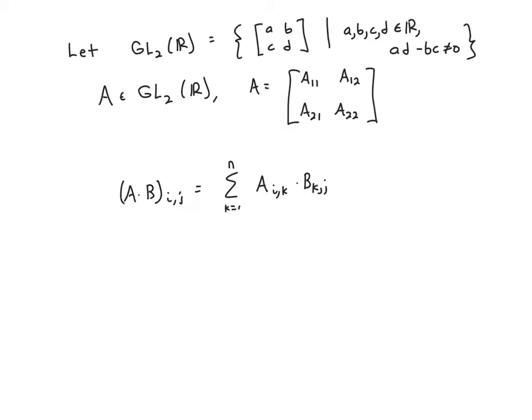As a reminder, the general linear group is the set of n by n matrices with non-zero determinant. In our case, n is 2, so we're talking about 2 by 2 matrices with non-zero determinant, and the determinant of a 2 by 2 matrix is the product of the diagonal entries minus the product of the anti-diagonal entries.